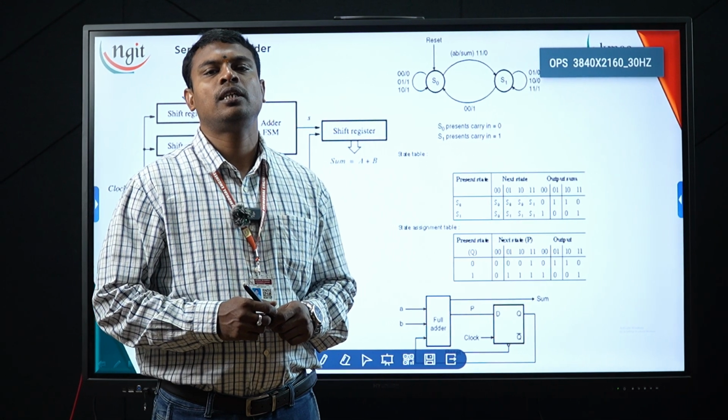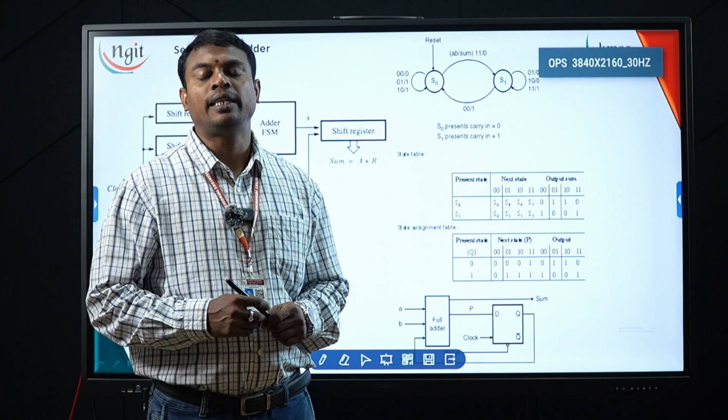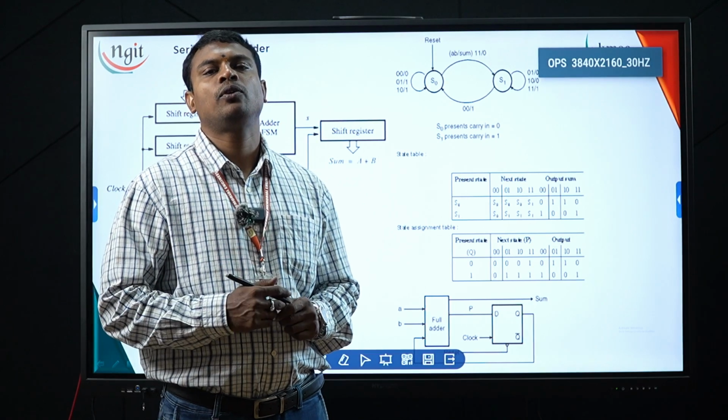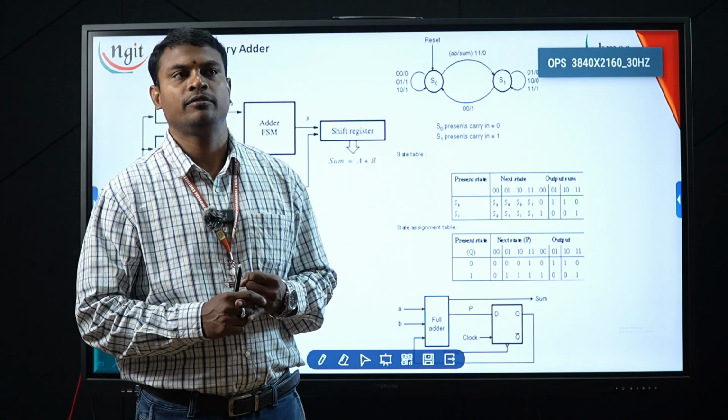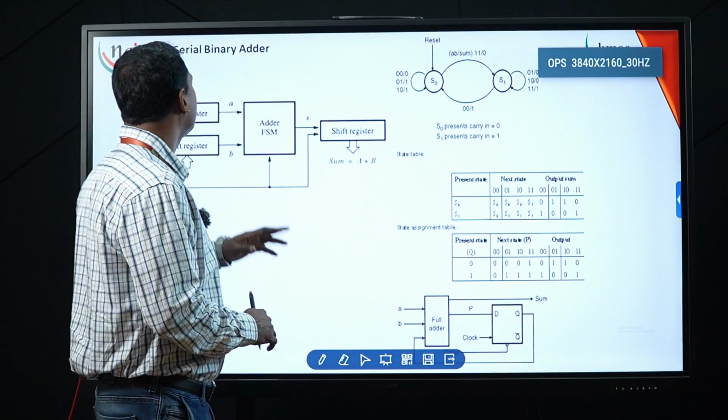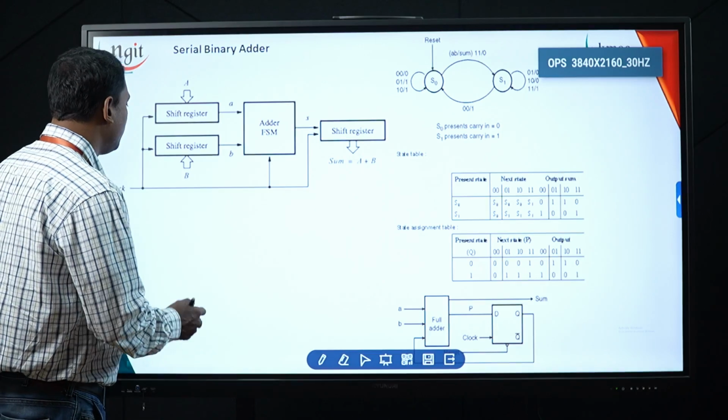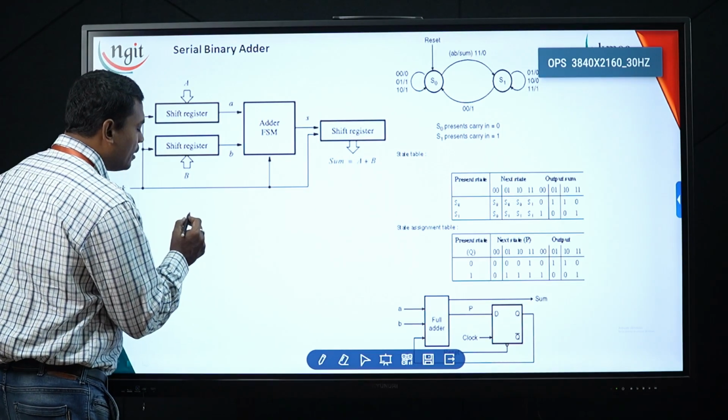Here we are going to see the next part of our finite state machines. In this session we are going to discuss the serial binary adder as well as the sequence generator. As a part of the first topic, serial binary adder means we are going to add sequences of bits.